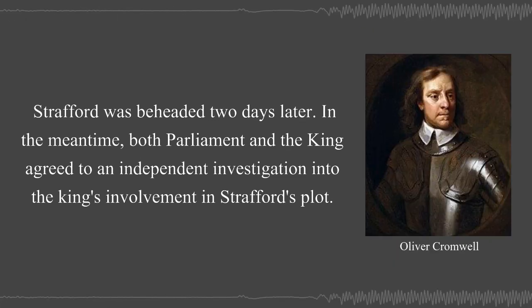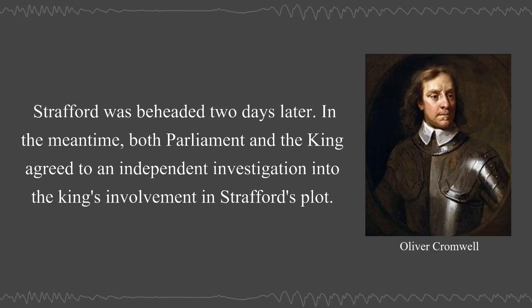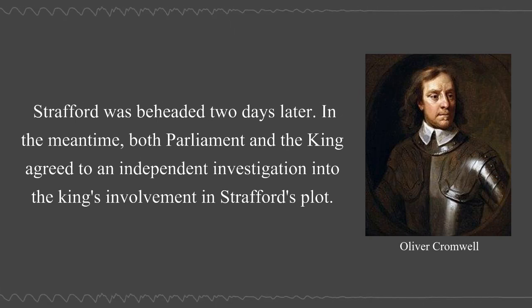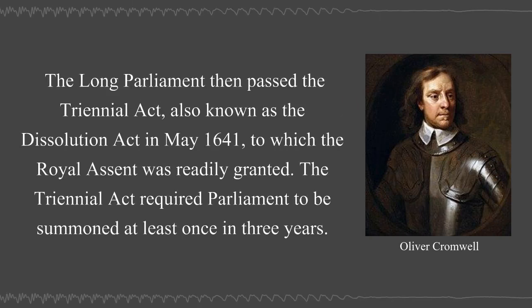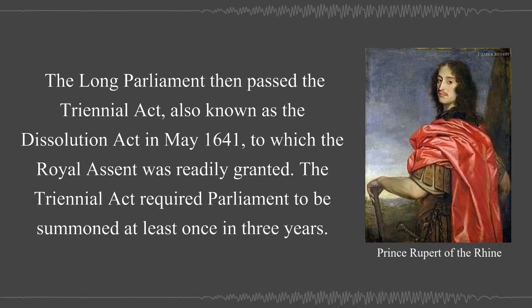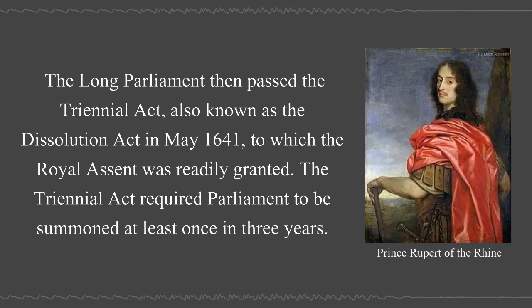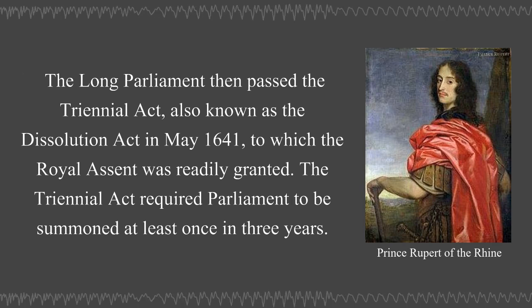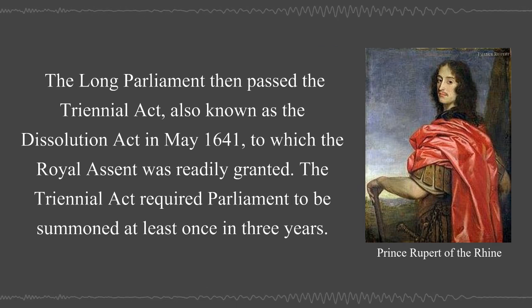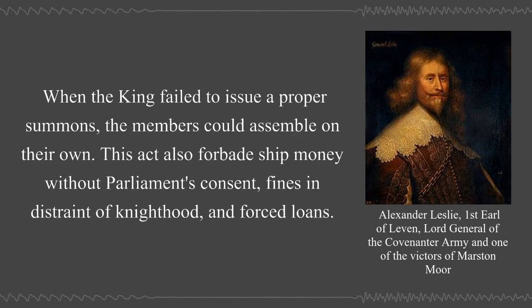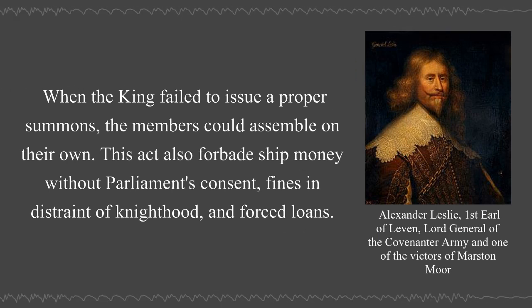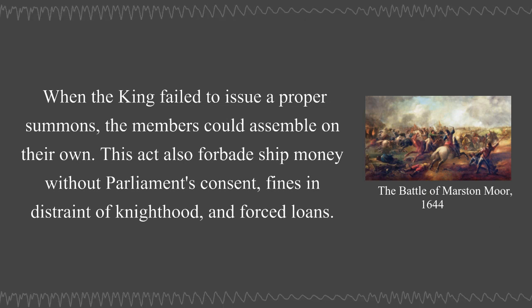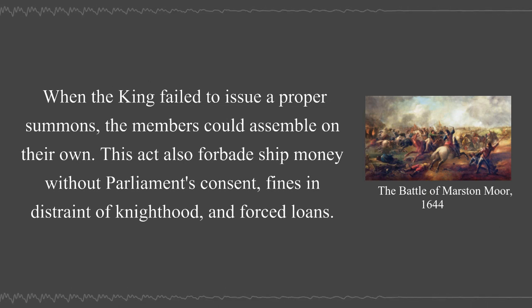In the meantime, both Parliament and the king agreed to an independent investigation into the king's involvement in Strafford's plot. The Long Parliament then passed the Triennial Act, also known as the Dissolution Act, in May 1641, to which the royal assent was readily granted. The Triennial Act required Parliament to be summoned at least once in 3 years. When the king failed to issue a proper summons, the members could assemble on their own. This act also forbade ship money without Parliament's consent, fines in distraint of knighthood, and forced loans.